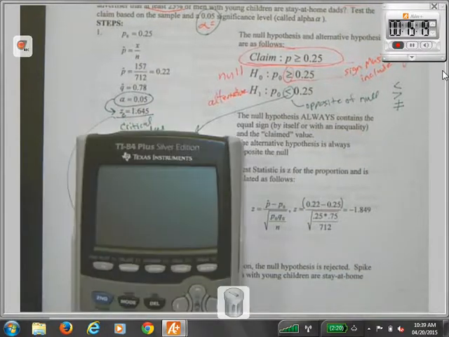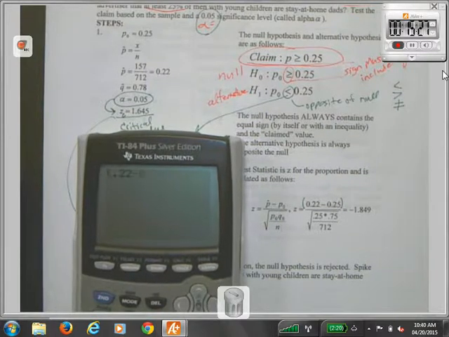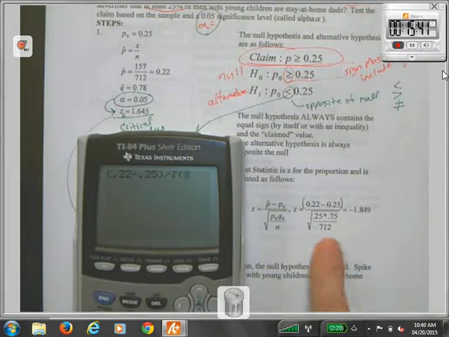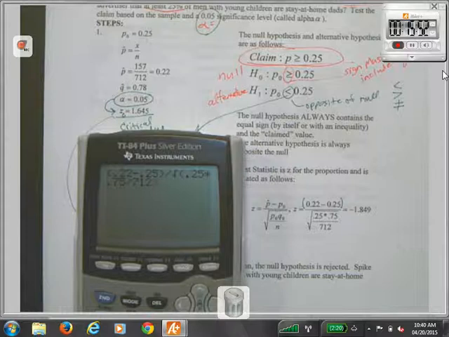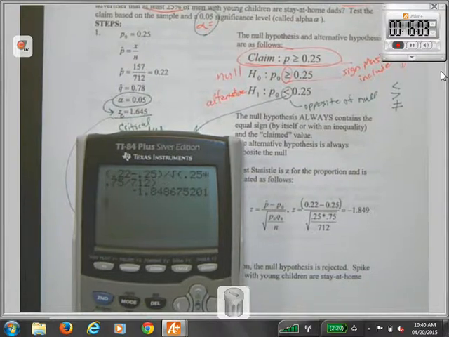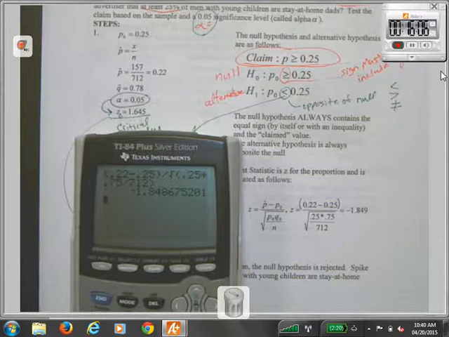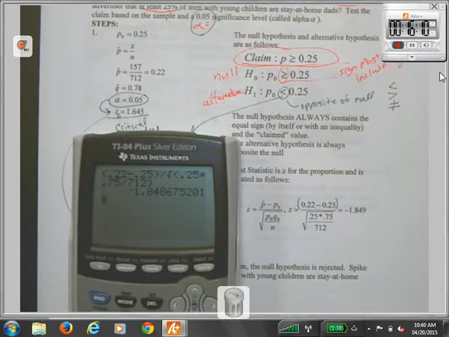So here's what it looks like if you try to do it all at once. Open parentheses, 0.22 minus 0.25, close your parentheses, so it's doing the division for that whole difference. Divided by, and now I'm going to open up the square root sign and just do that multiplication and division: 0.25 times 0.75 divided by 712. Woohoo, you got it? Yep. Woohoo, I got it too. Everybody should make sure that you can get the calculator to get this answer, so that you don't get stuck with just a calculation issue.